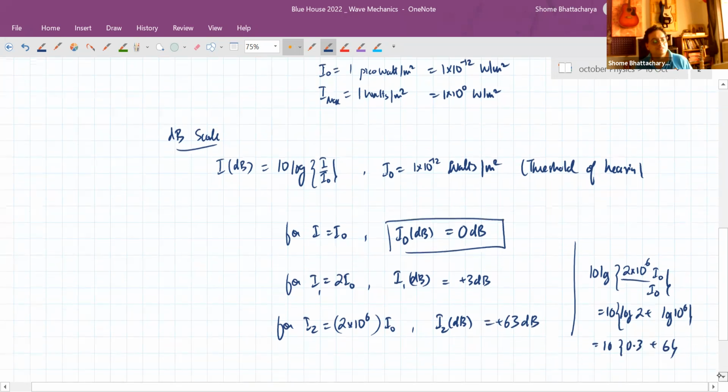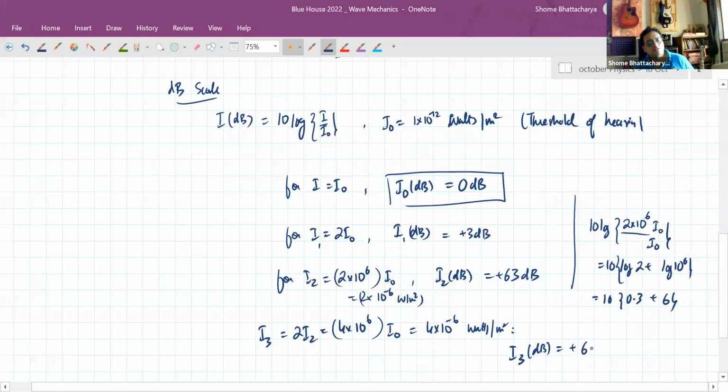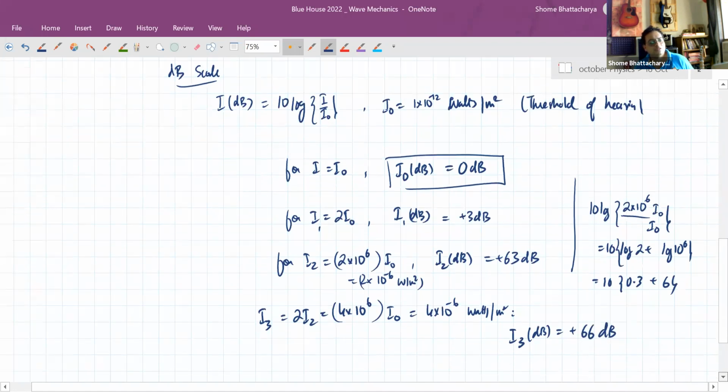But now, if you double this intensity, it becomes 4 into 10 raised to the power 6 times the threshold of hearing, or 4 into 10 raised to the power minus 6 watts per meter square, whereas this one would have been 2 into 10 raised to the power minus 6 watts per meter square. So suppose I take I3 as double of I2. In the decibel scale, I3 will become 66 decibels.